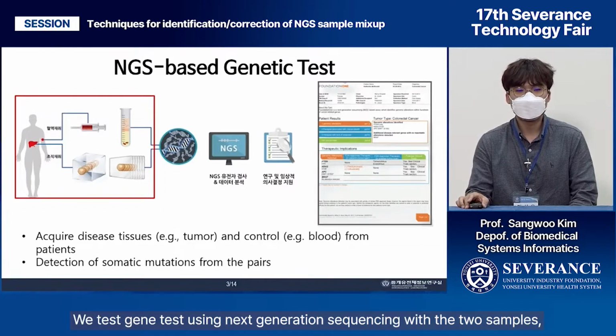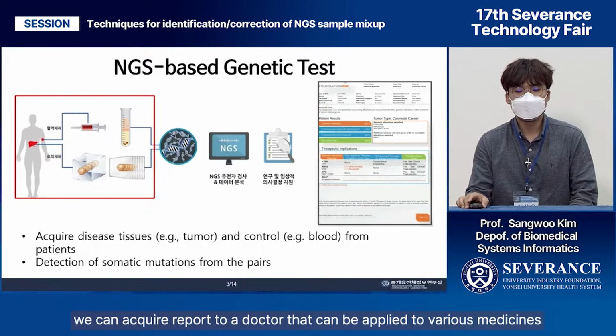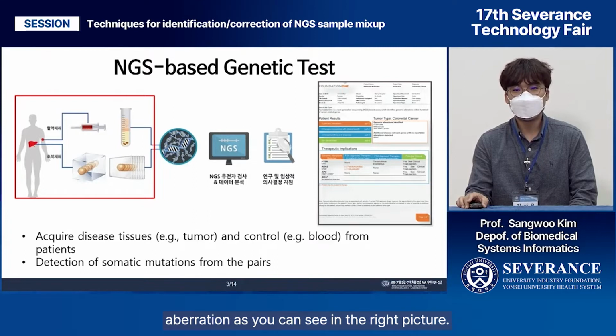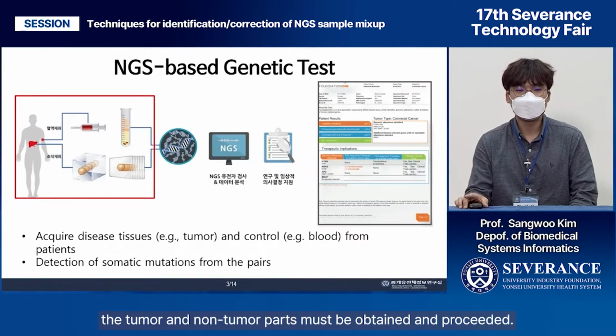We conduct a gene test using next-generation sequencing with the two samples, and after analyzing the gene aberrations we obtained in bioinformatics ways, we can provide a report to a doctor that can be applied to various medicines and clinical trials which can be used for the corresponding aberration, as you can see in the right picture. Therefore, we always have a pair of samples per patient. In other words, the tumor and non-tumor parts must be obtained and processed.